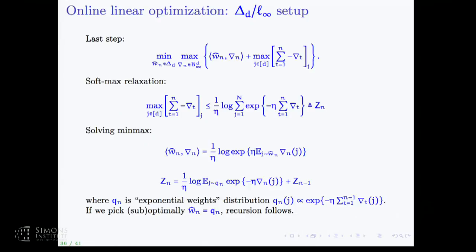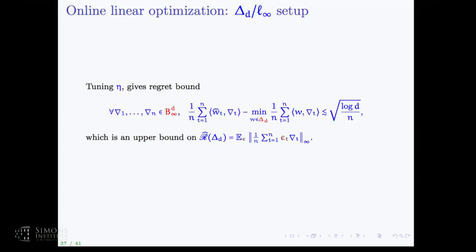And if you stare enough at it, you'll see that you can write Zn in terms of the expected j from the exponential weights distribution, right? The one that puts the past gradients, exponentiates them for each coordinate. Okay. Now, if you plug this back into that optimization problem, it becomes clear that you will get this recursion going if you choose exactly that exponential weights distribution. It is not the min-max strategy, I believe, for that relaxation. It's a choice. But that allows the recursion to go through, right? And so you would get the exponential weights algorithm. And here again, the bound that you would get is square root of log d over n.